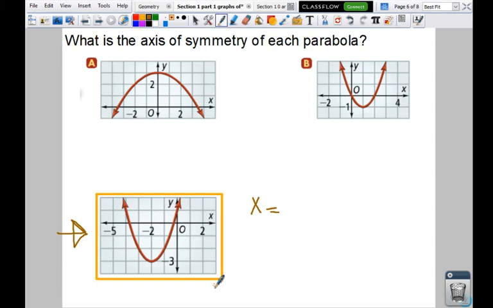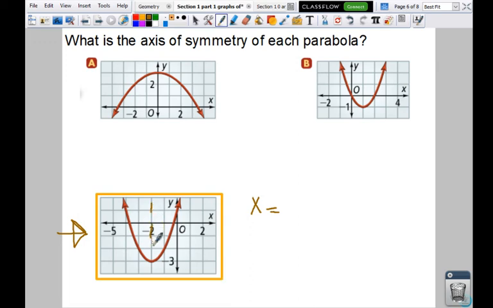All right, DeAndre, what's our axis of symmetry? What's our axis of symmetry? See, this is why I don't like to just skip around for reasons like this. Wait, is he lost? What? Yeah. Okay.